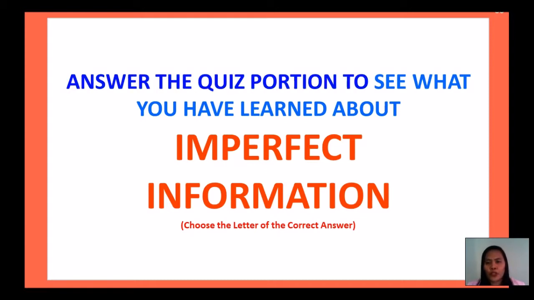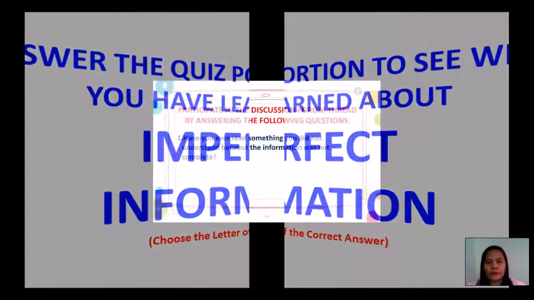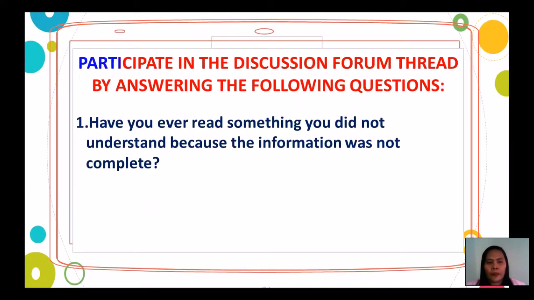Answer the quiz portion to see what you have learned about imperfect information. Choose the letter of the correct answer. Participate in the discussion forum thread by answering the following questions. Have you ever read something you did not understand because the information was not complete?